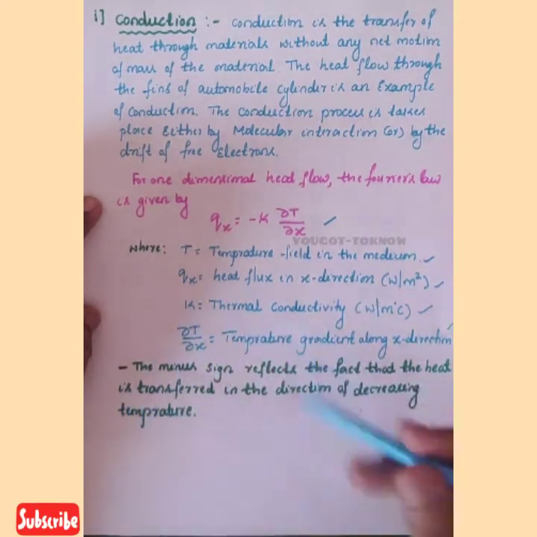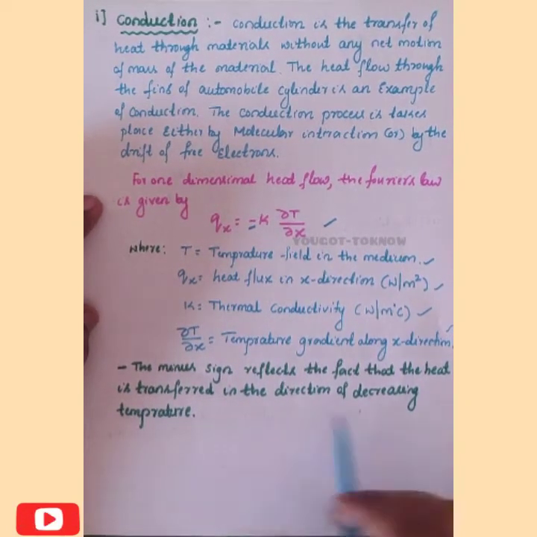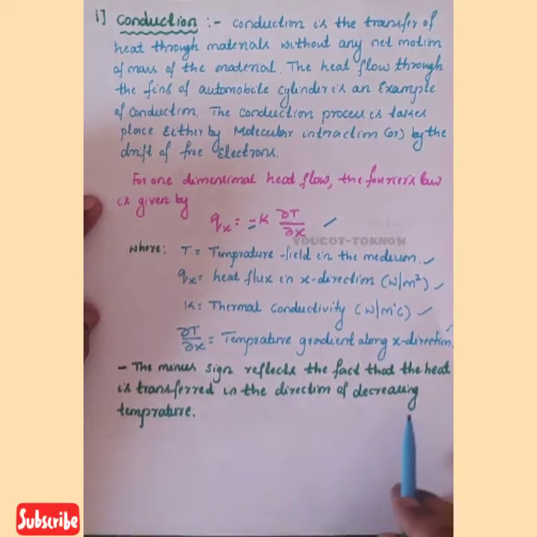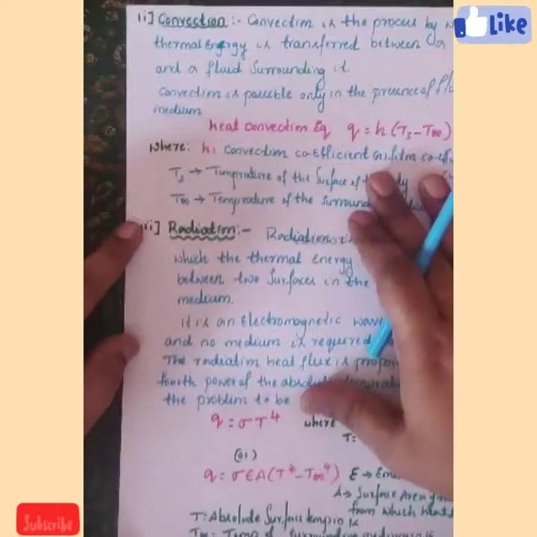Next, what is the minus sign? The minus sign reflects the fact that heat is transferred in the direction of decreasing temperature. That means heat flows from the higher end to the lower end, where the temperature is decreasing. Now, similarly, what is the next thing?